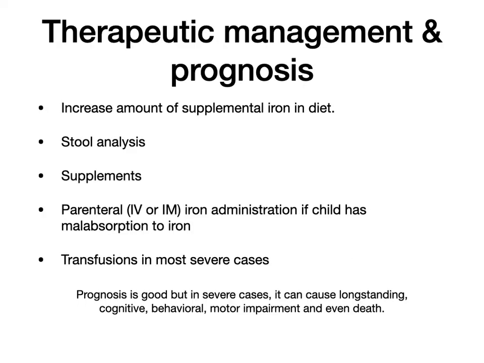Therapeutic management and prognosis: increased amount of supplemental iron in diet, stool analysis, supplements, parenteral IV or IM iron administration if child has malabsorption to iron, and transfusion in more severe cases. The prognosis is good, but in severe cases it can cause long-standing cognitive, behavioral, motor impairment, and even death.